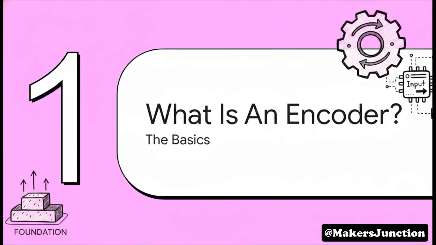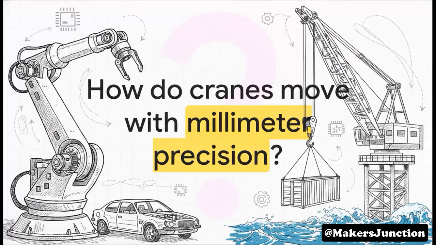Section 1. What exactly is an encoder? Picture this. You've got a massive robotic arm assembling a car, or maybe an enormous offshore crane maneuvering tons of heavy cargo over completely turbulent ocean waters. Now, the sheer power of these machines is obvious, right? But how exactly do they move with such exact millimeter precision without just crashing right into their surroundings? The chaotic environment of heavy industry literally leaves zero room for error.